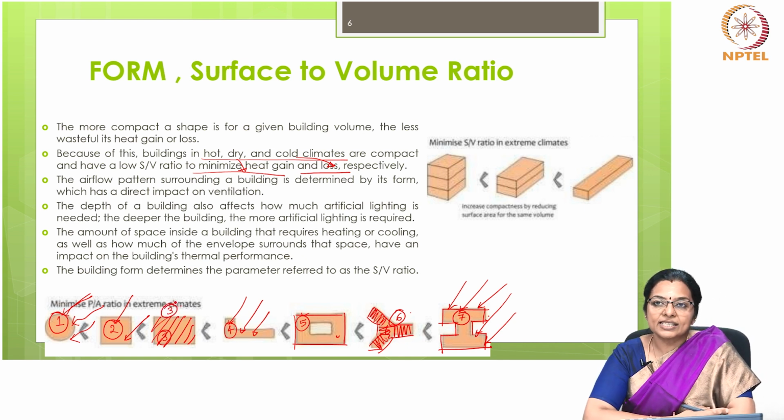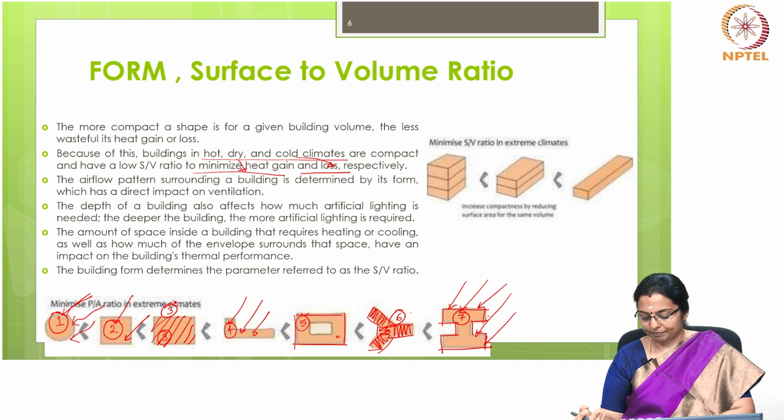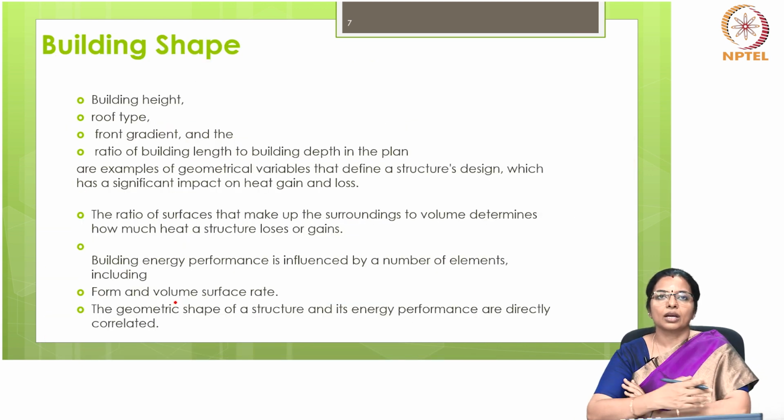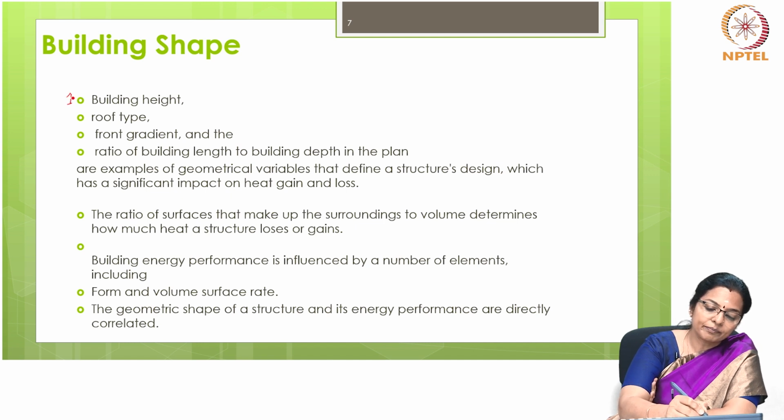The amount of space inside a building that requires heating or cooling, as well as how much of the envelope surrounds that space, has an impact on the building's thermal performance. So, the building form determines the perimeter, and this is largely defined by the surface to volume ratio. Building height is another criterion, because building shape is governed by the following parameters. First is the building height.